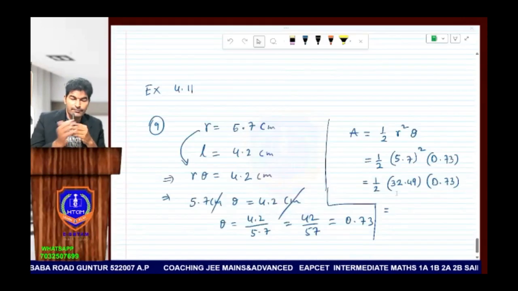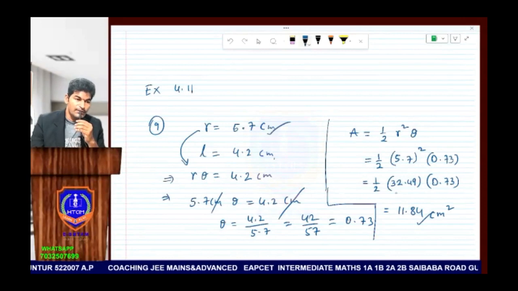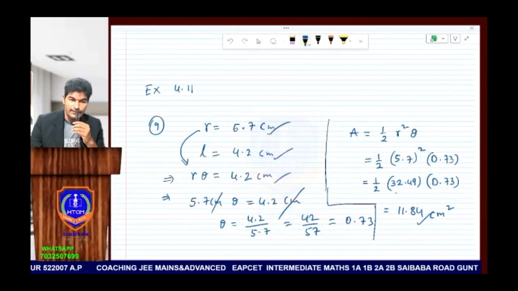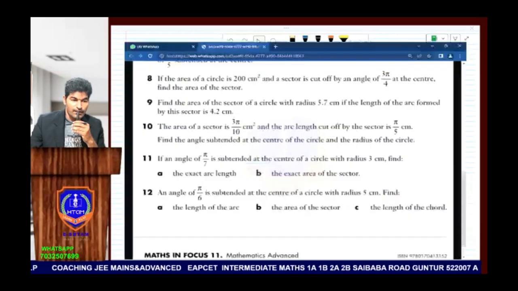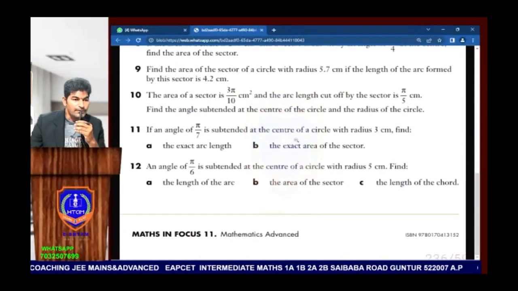Calculate it again. Yeah, 11.84 is the area, and you should write this one because the centimeters are measurements here. You did that square, no? So centimeter square is the measurement of this sector area. Understood? Okay. Next question.